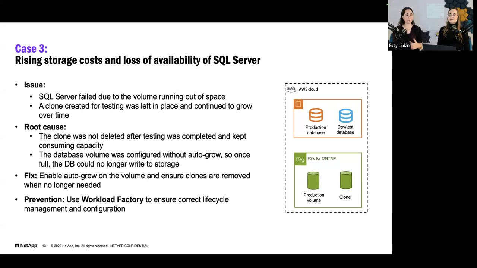Think about it, you have a database now and you want to run some tests, but you don't want to run them, of course, on your production database. Quickly, with FSx for ONTAP, you can create a clone, a copy of your database, separately, and you can run all your tests. And that's exactly what this customer did. They created a clone and ran their checks on that.